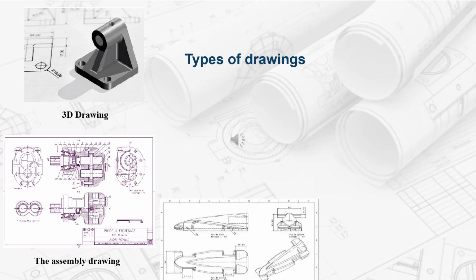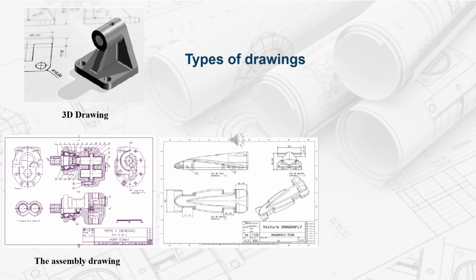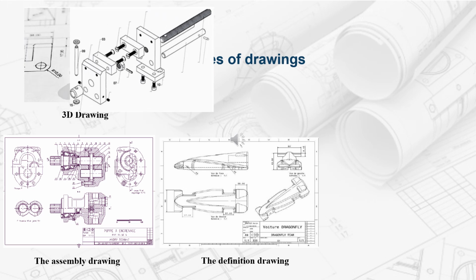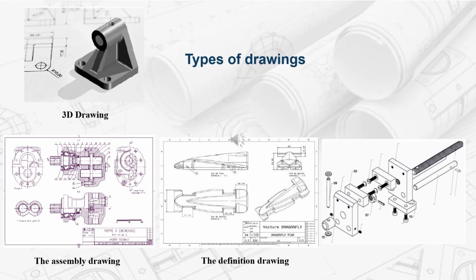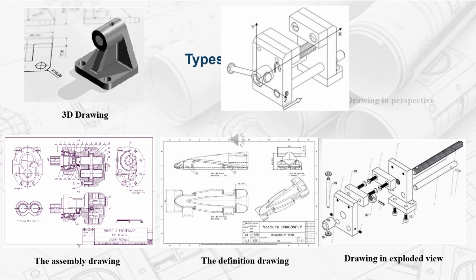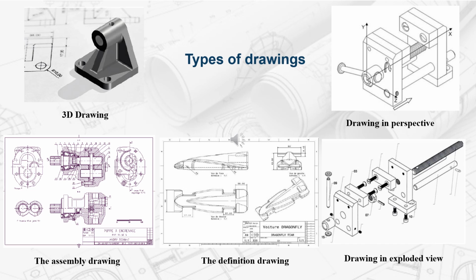The definition drawing. It represents a part taken from the overall drawing and defines the entire piece. It is the starting point for manufacturing of each part. Drawing in exploded view represents in perspective the parts of an object in relation to each other. Drawing in perspective represents the object in volume. It shows it as the eye could see it.